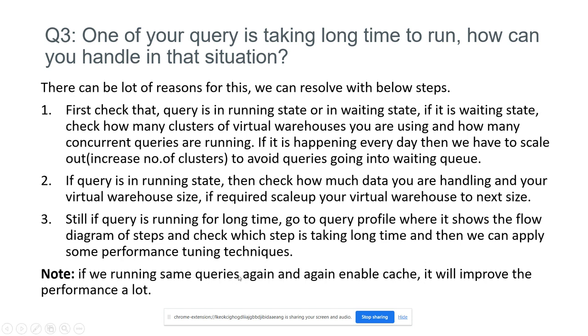If we are running the same queries again and again, enable cache, it will improve the performance a lot. This is one of the ideas for how we can increase the performance of our queries. Suppose there are a lot of users running the same queries every day, or only one user running the same query multiple times a day. In that case, what can we do? We have to always enable the cache. There are two types of caches I have discussed already, right? We can enable that cache and it will improve the performance a lot.